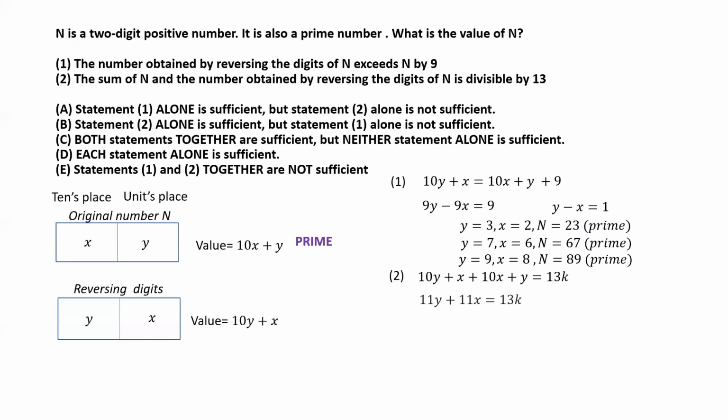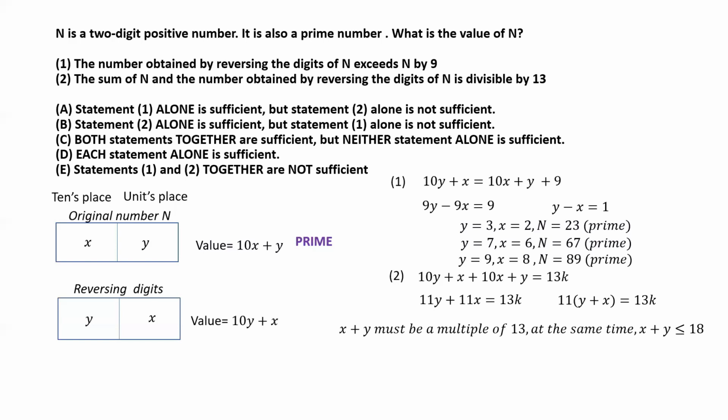And then if we further do the addition on the left hand side, you basically end up with 11y plus 11x is equal to 13k. And then if we take 11 common, we have 11 multiplied by (y plus x) is equal to 13k. Now 11 is a prime number, and obviously it's not a factor of 13, right? So if 11 times (y plus x) has to be a multiple of 13, then y plus x has to be a multiple of 13, right?